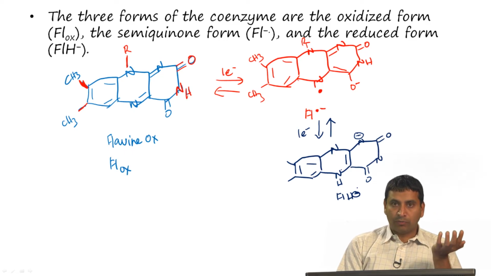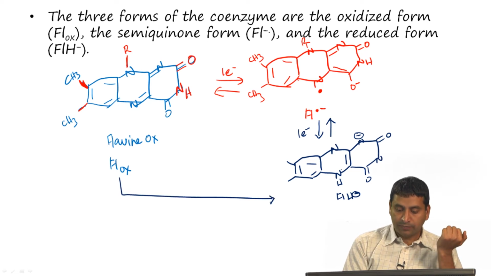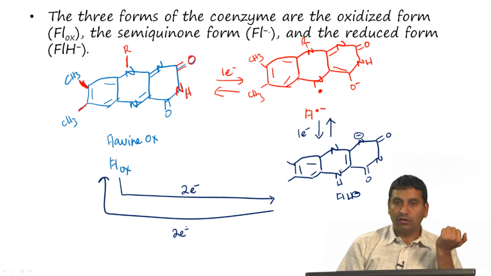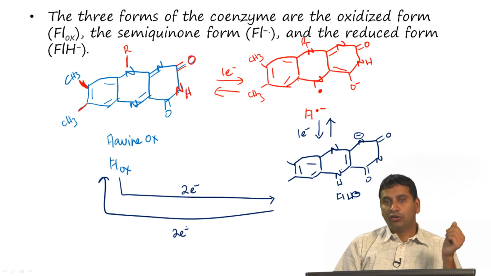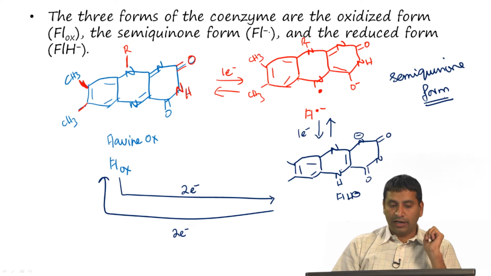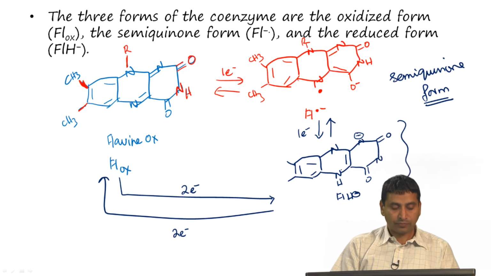Now, it is also possible that you can convert this to this by adding 2 electrons, and you can do the reverse process by subtracting or removing 2 electrons. So, this is how the entire flavine redox process occurs, and this is called the semi-quinone form, okay, and this is the fully reduced form, which is FlH minus.